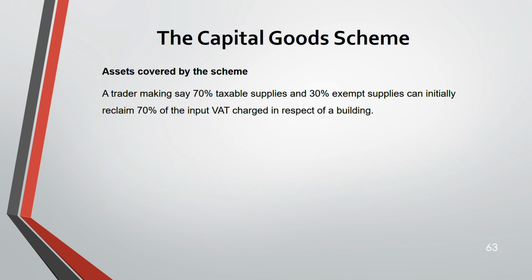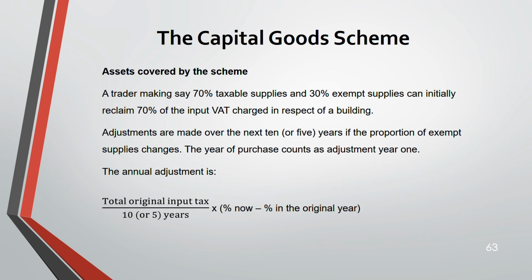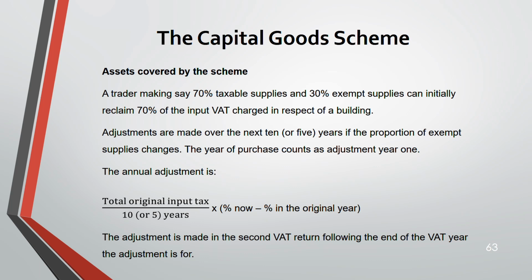Now, let's say a trader is making 70% taxable supply and 30% exempt. So they can reclaim 70% of input VAT. Adjustments are made over the next 10 or 5 years if the proportion of exempt supply changes. So the year of purchase counts as adjustment year 1. Annual adjustment is like this: total original input tax divide by 10 or 5, multiply by the percentage now minus the percentage in the original year. The adjustment is made in the second VAT return following the end of the VAT year the adjustment is for. Now let us do a question.